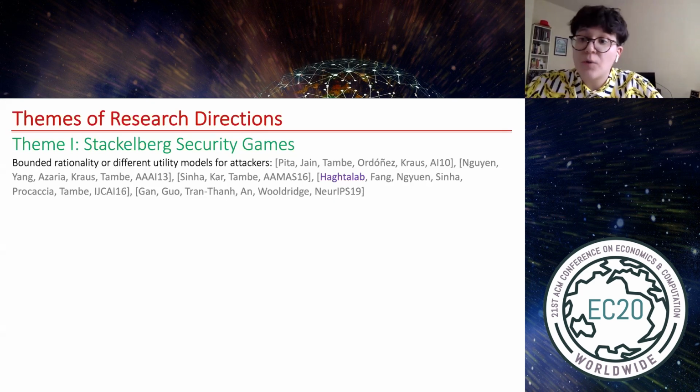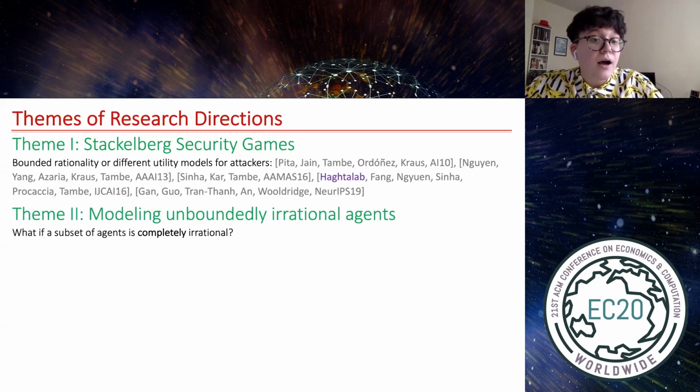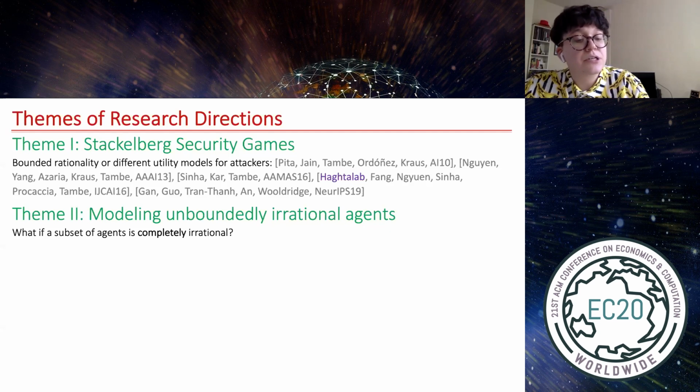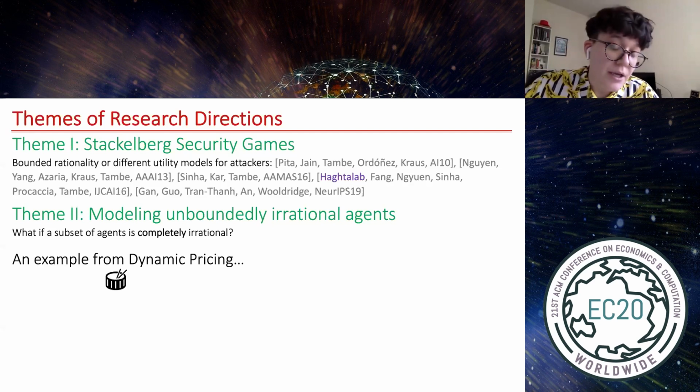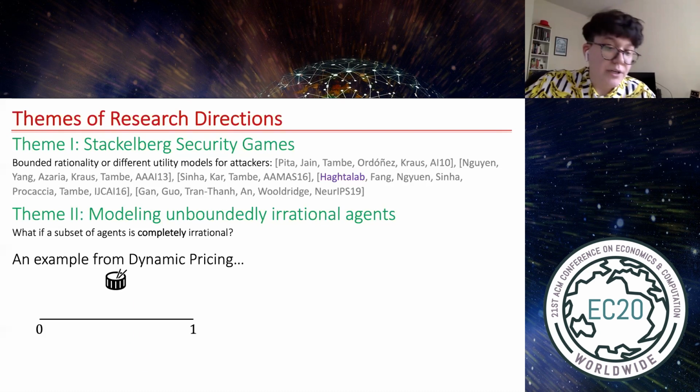There was also a question that was asked in the Q&A. Very recently, there's a paper that I co-authored with Akshay Krishnamurthy and Thodoris Lykouris, where we are able to achieve good regret guarantees for completely irrational agents. And why do these settings matter? Because think about a simple example in dynamic pricing, where you want to find the best price for this drum here in the 0-1 interval.